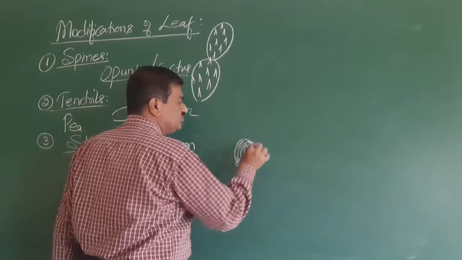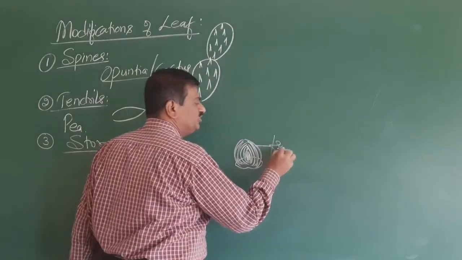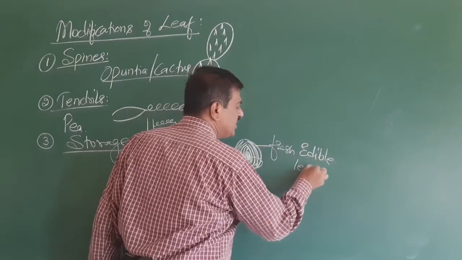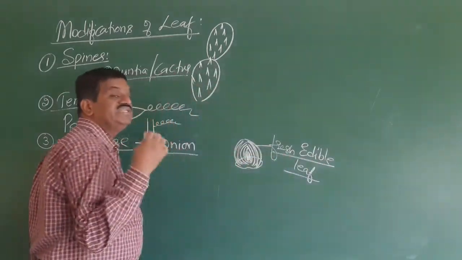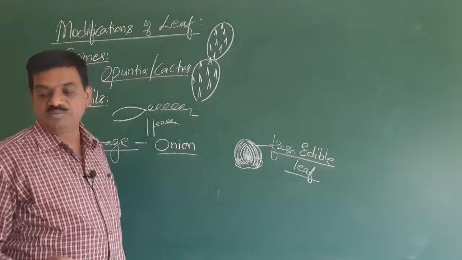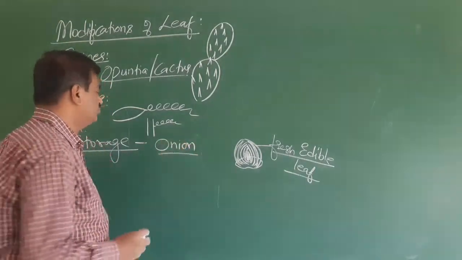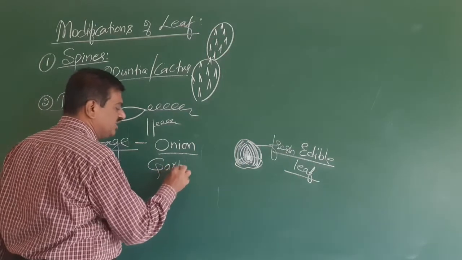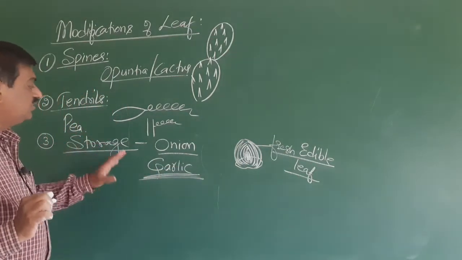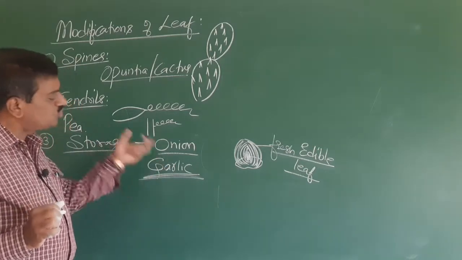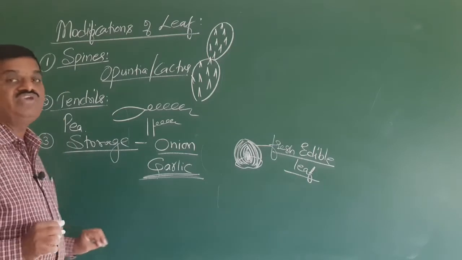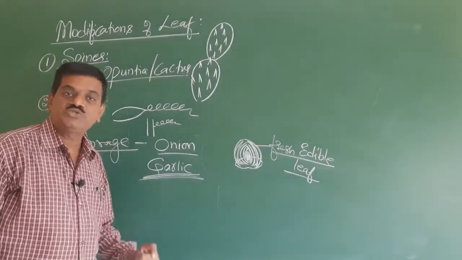So this fleshy, edible leaf is present, and this leaf can be eaten as it is. Hence it is usually called the edible part, and it stores the food. And one more is garlic. In garlic there is the presence of reserve food, so we eat garlic. So this is nothing but some of the modifications. So we go for the next one.